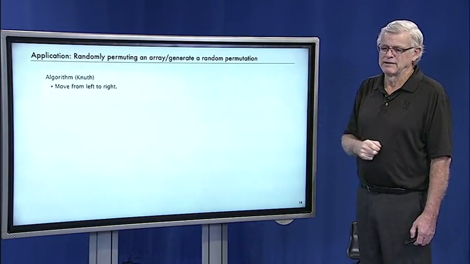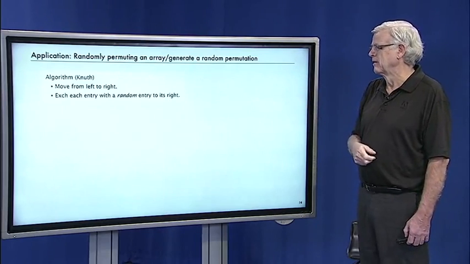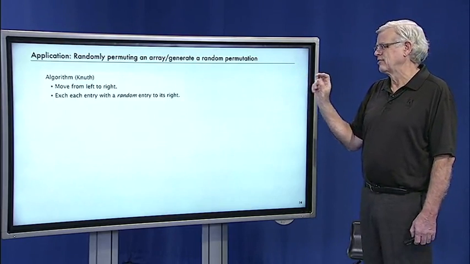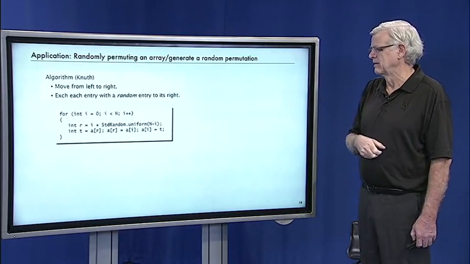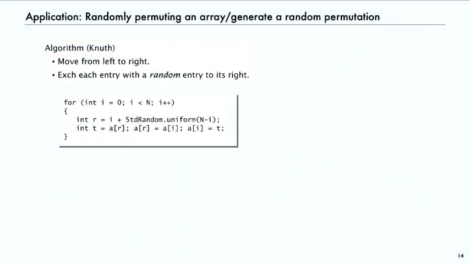So nowadays we use a method articulated by Knuth and probably earlier. We just go from left to right and exchange each entry with a random entry to its right. So there's a 2-liner, a 4-liner, 5-liner to generate a random permutation. i goes from 0 to n. We generate an index r that is somewhere between i and n minus 1, between the current position and the end of the array, and then exchange the element at position i with the element at position r.